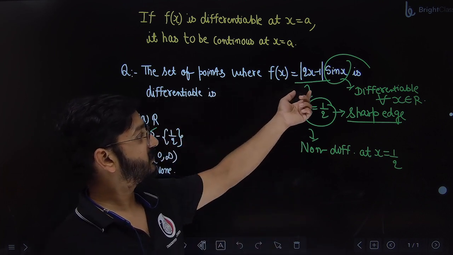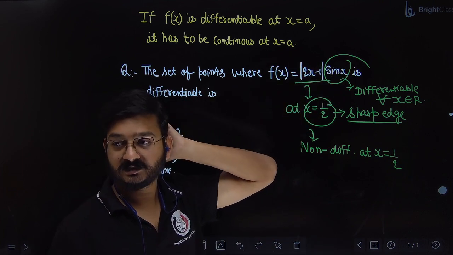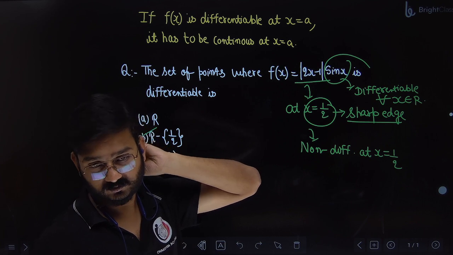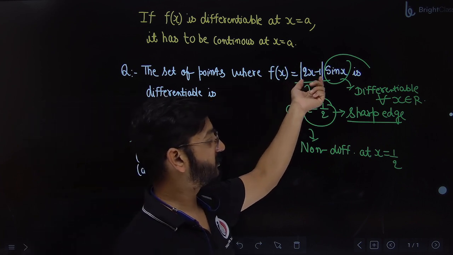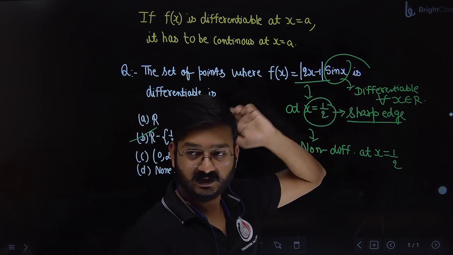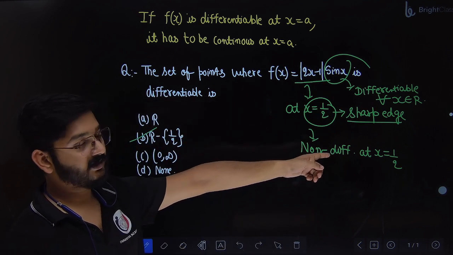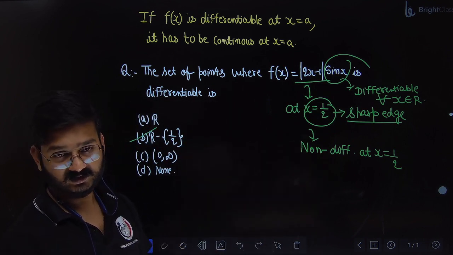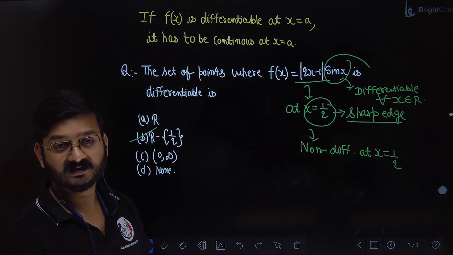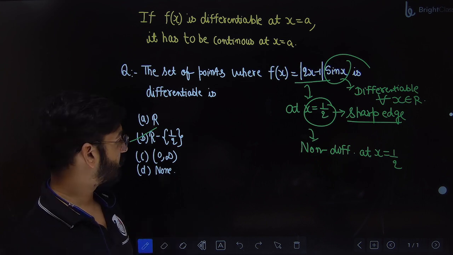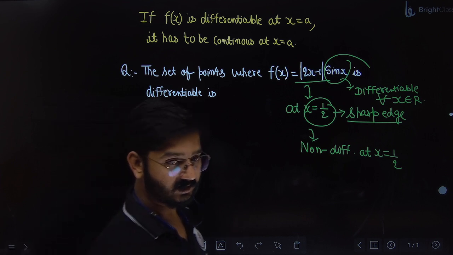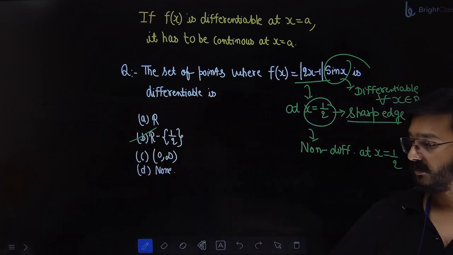So non-differentiable multiplied by differentiable, the answer is non-differentiable. You can make a note of that. Non-differentiable multiplied by differentiable is non-differentiable. It will be non-differentiable at 1 by 2. What are they asking? Where is it differentiable? So remove this point. Option B.